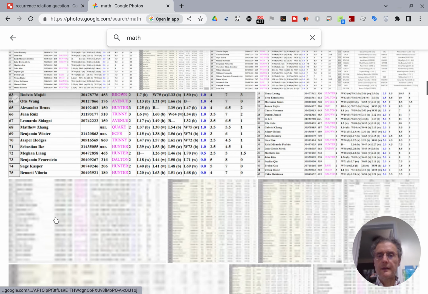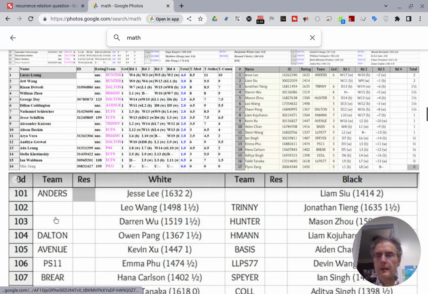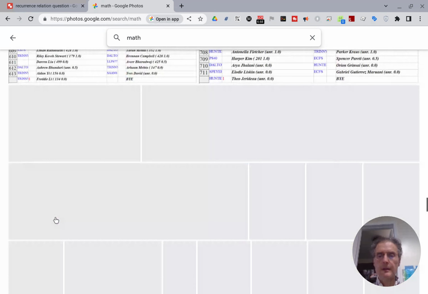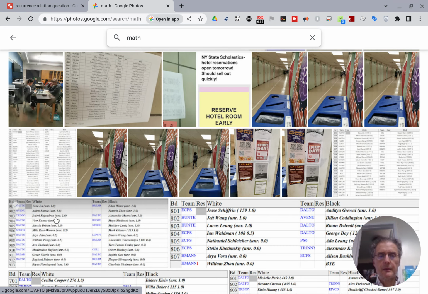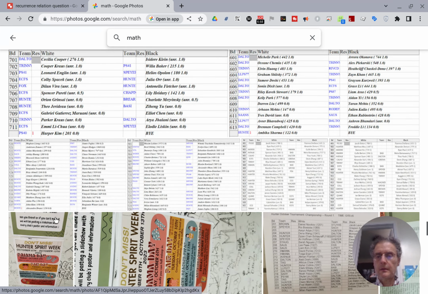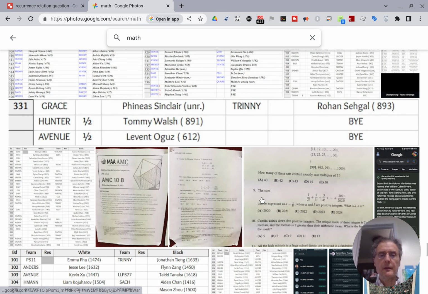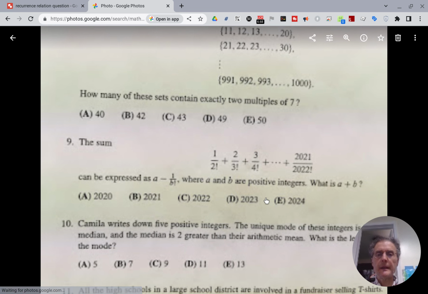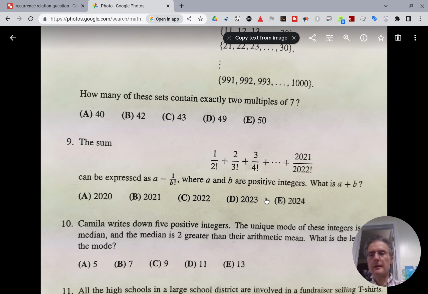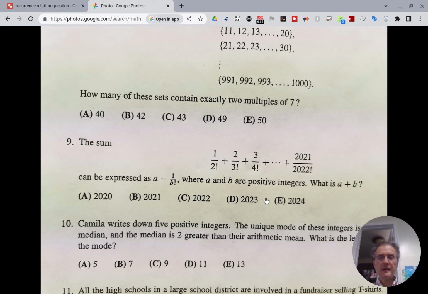Well, there's a lot of things that happened Sunday because it was a chess tournament, but also I know I took a picture of the math problem. So let's look for that. Wow. Okay, so here's the math problem. And we're just going to flip between these two. The sum, here it is, the sum of 1 over 2 factorial plus 2 over 3 factorial plus 3 over 4 factorial all the way up to 2021 over 2022 factorial.